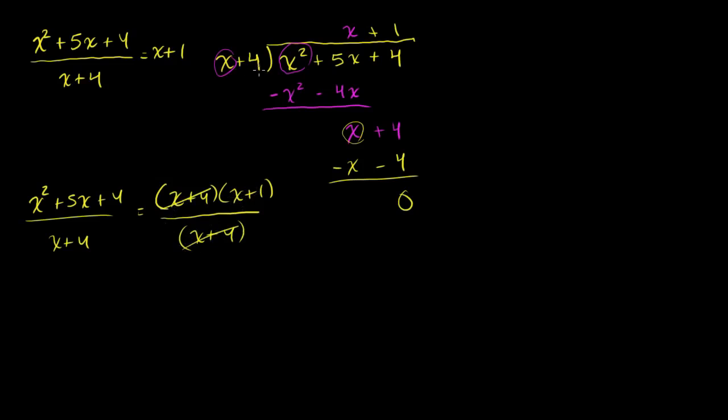But the algebraic long division will always work, even if you can't cancel out factors like that. Even if you did have a remainder. In this situation, you didn't. So this was equal to x plus 1.